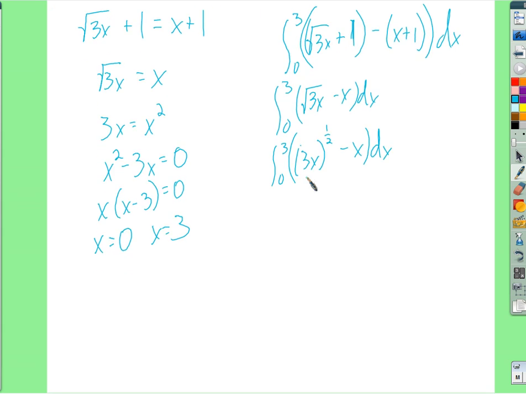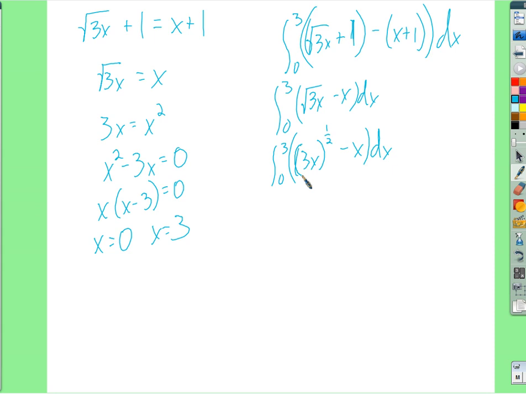So you need to find the antiderivative of this and of that. What's the antiderivative of the square root of 3x, 3x to the 1/2? We're going to need to use a little bit of substitution. I think 2x to the 3 over 2? Yeah, 1 plus 1 and then. No. Oh, yes, yeah. Because the whole thing is 3/2.